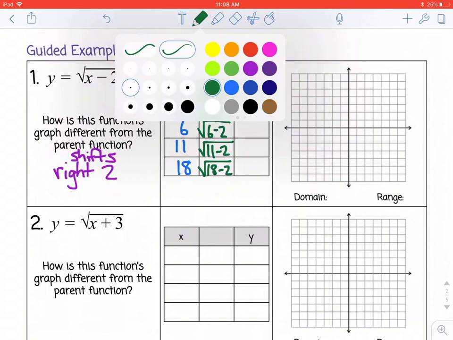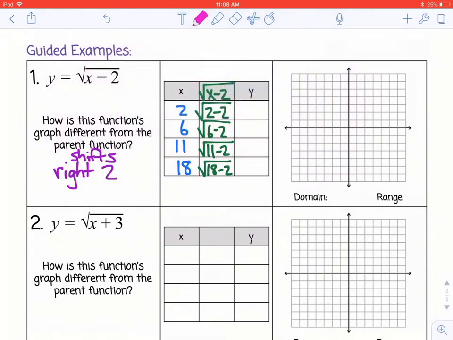And then the square root of 2 minus 2 is just the square root of 0, so that's equal to 0. The square root of 6 minus 2 is the square root of 4, so that equals 2. The square root of 11 minus 2 is the square root of 9, so that's equal to 3. And then the square root of 18 minus 2, which would be the square root of 16, and then that would be 4. And so then we could plot the points 2, 0.